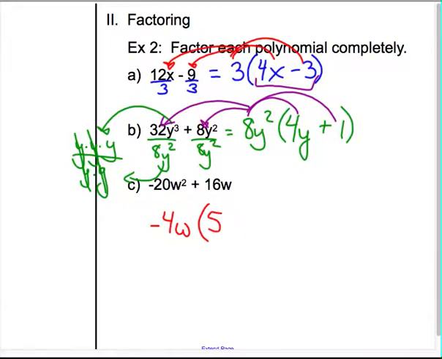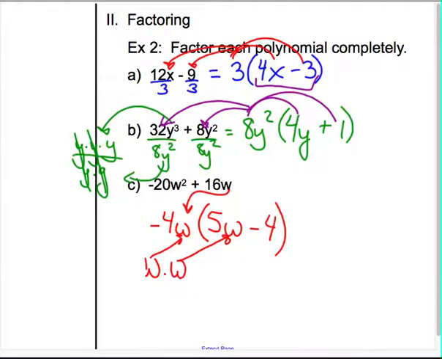W squared divided by w is w. You can also think about it, with the variables, as pulling a w out. So I pulled out 1w, and there's 1w left inside my parentheses. 16 divided by negative 4 is negative 4, and I pulled the 1w out, so there's no variable left on that second term.